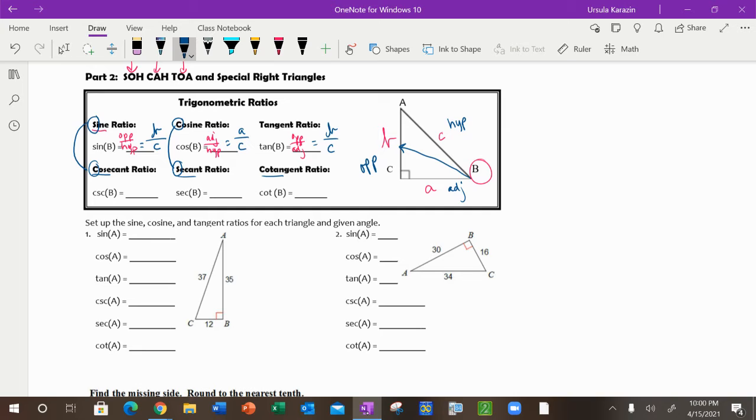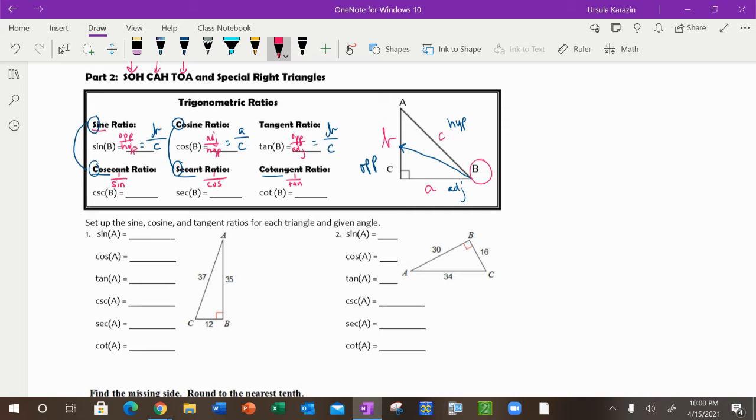So cosecant, the reason I say it goes with sine is it's the reciprocal of sine. Okay, so what's a reciprocal look like? It's 1 over, so it's 1 over sine. And secant is the reciprocal of cosine, so it's 1 over cosine. And cotangent is the reciprocal of tangent, so it's 1 over tangent.